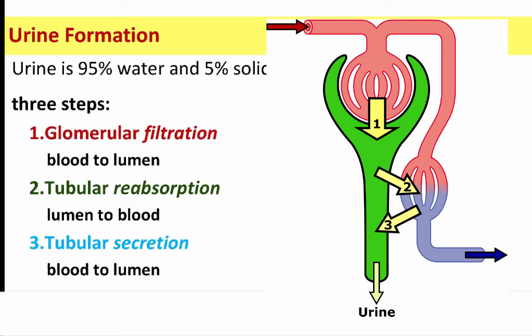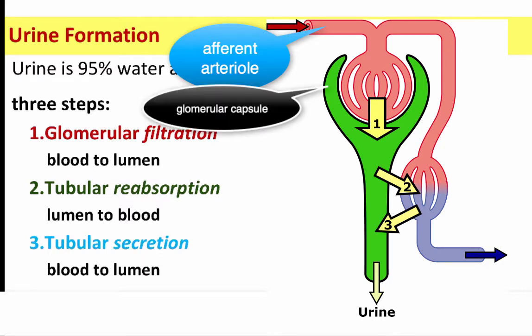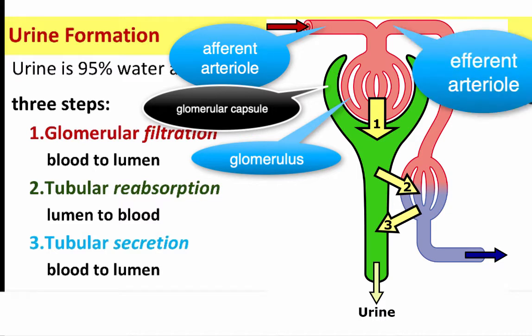Let's talk about the structures that are important. So we've got the afferent arteriole. That's the arteriole that's going into the glomerular capsule. The glomerulus itself, which is that tangle of capillaries inside the capsule, and then the efferent or exiting arteriole. So glomerular filtration pushes material out of the capillaries, so out of the bloodstream and into the cup of the glomerulus.